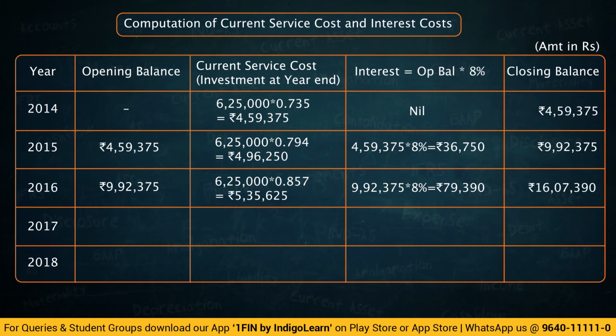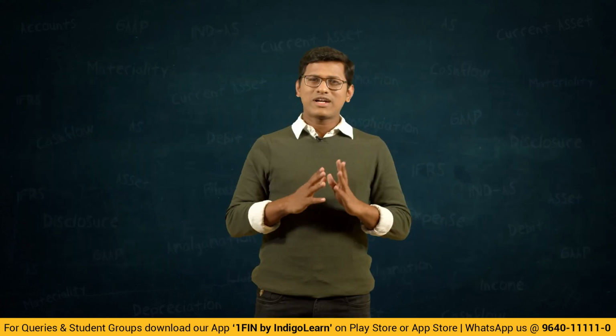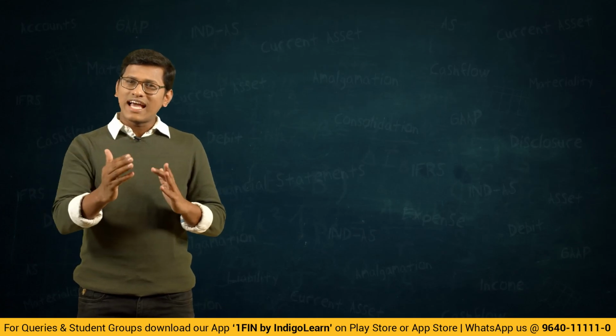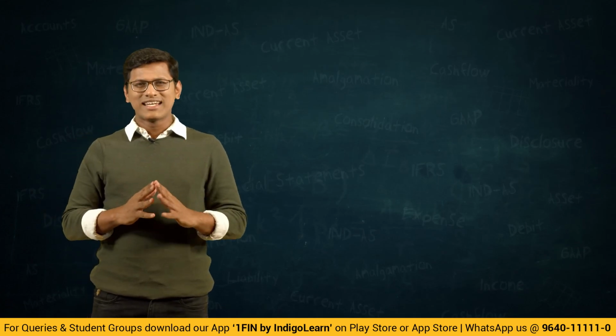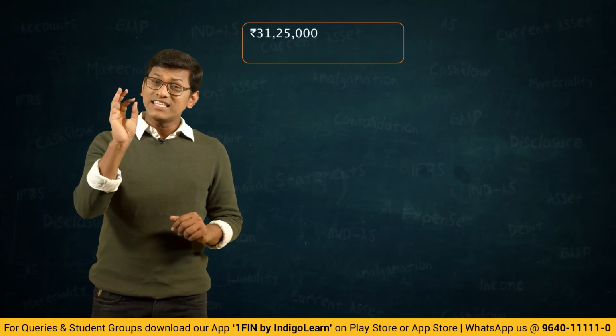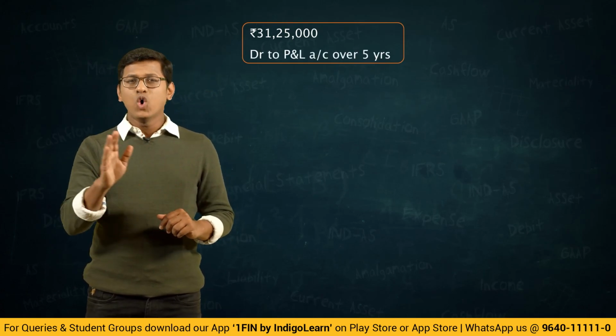Okay. Similar logic you apply for fourth year and fifth year also. Then at the end of fifth year, what is the closing balance? At the end of fifth year, the closing balance is 31,25,000. So that is the amount which has to be settled. Friends, I will give you a small tip, examination trick which will help you after all these calculations to know whether your answer is correct or not. Listen carefully. 31,25,000 is the total cost which should be debited to P&L over 5 years time.